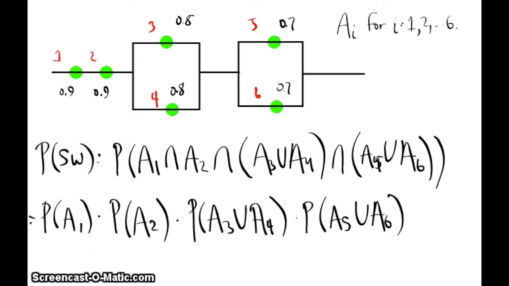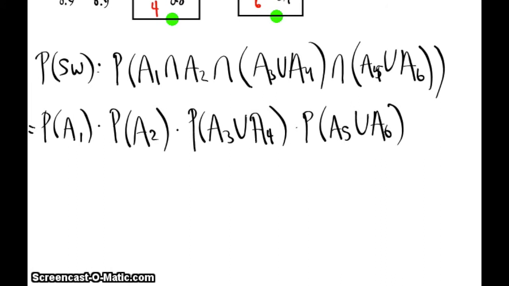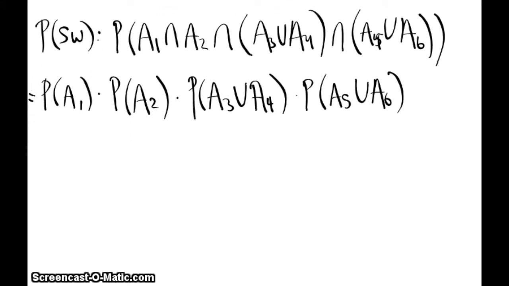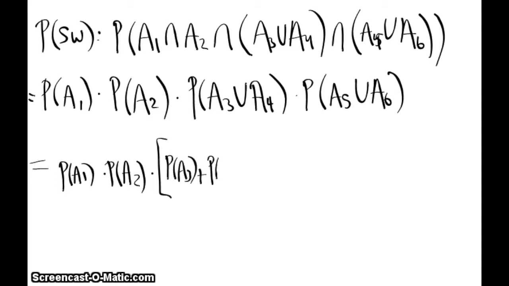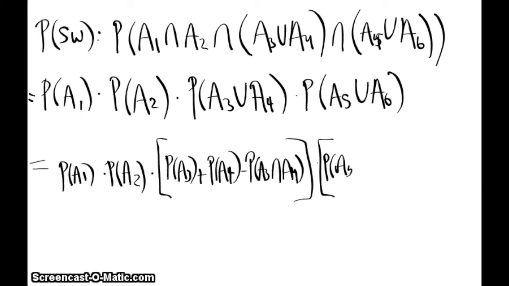So from here we can expand from the definition of union, making it P of A1 times P of A2 times the quantity from the definition once again, P of A3 plus P of A4 minus P of A3 intersection A4, times the quantity P of A5 plus P of A6 minus P of A5 intersection A6.